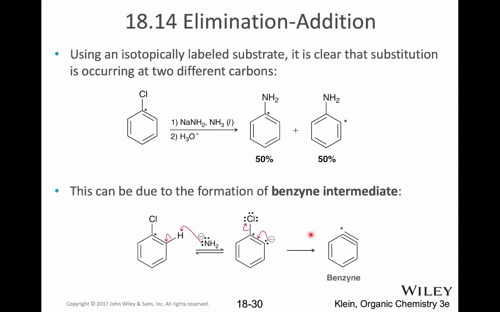So what's happening here? Again, you see the same thing if you use an isotopically labeled substrate. This is where you take this and you label this carbon C13. If I label this carbon as C13, then you get a 50-50 mixture of where the NH2 is added to the C13 carbon, and then the rest is where the NH2 is added to a neighboring carbon here. So what's happening here?